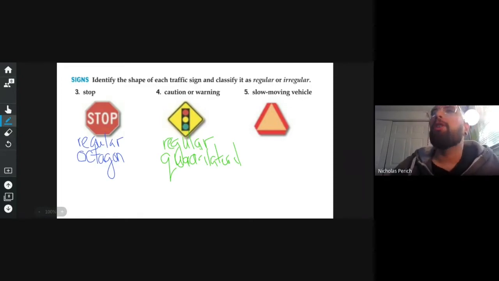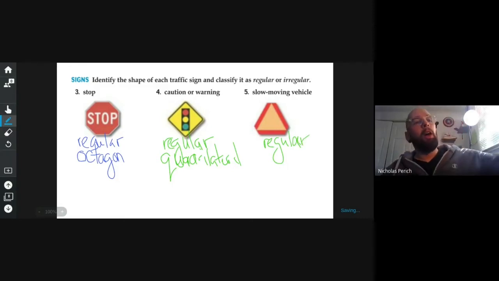What do I have for 5? Is 5 regular or irregular, first off? Yeah, I'm going to say regular. You guys are a bit slow on that one. I think you're thinking it's going to be irregular because there's no way that we would have 3 regular ones in a row. But no, this one's regular. And it's a regular what? Please don't make me wait. Triangle, thank you.